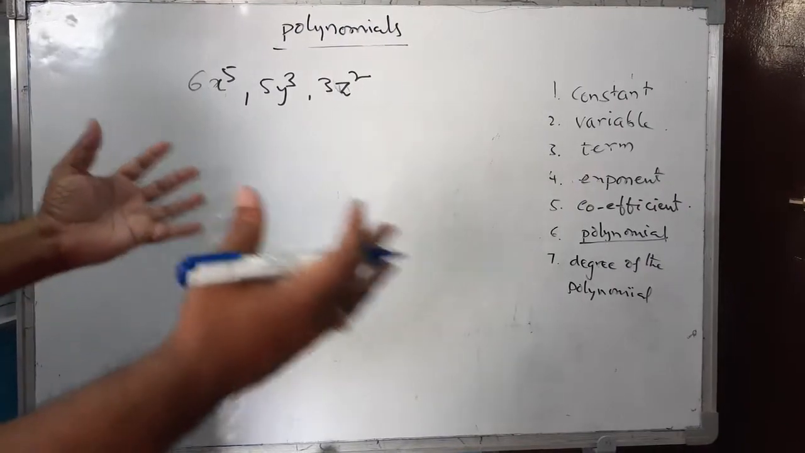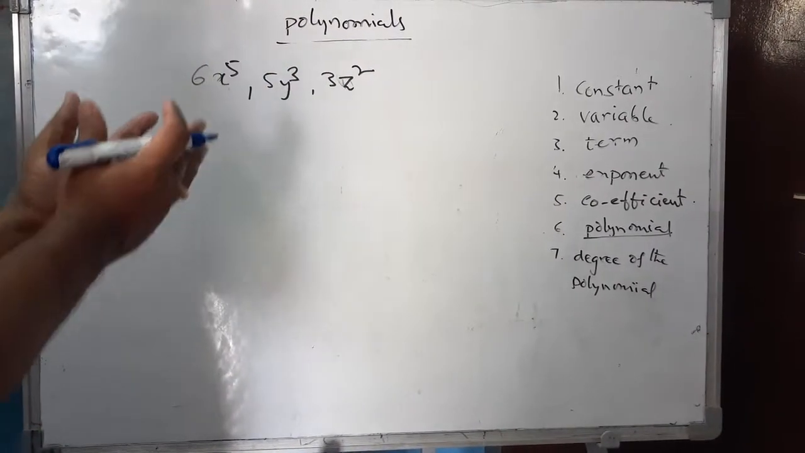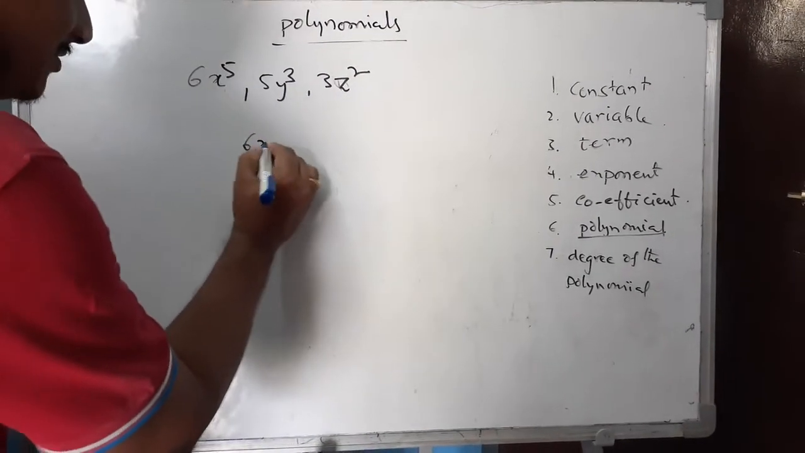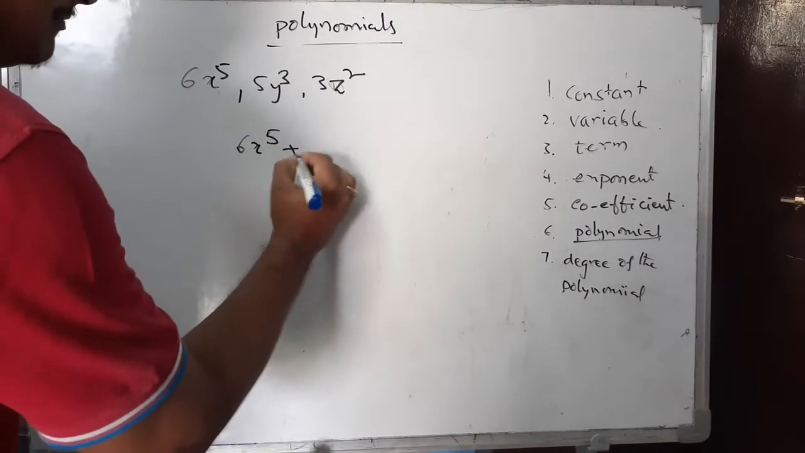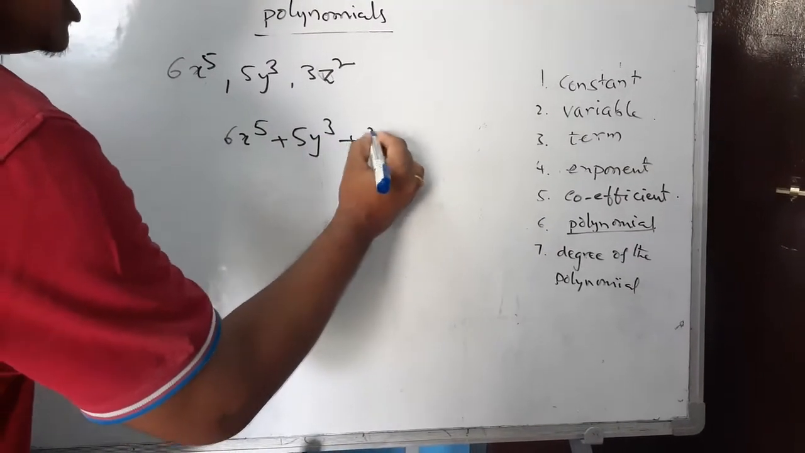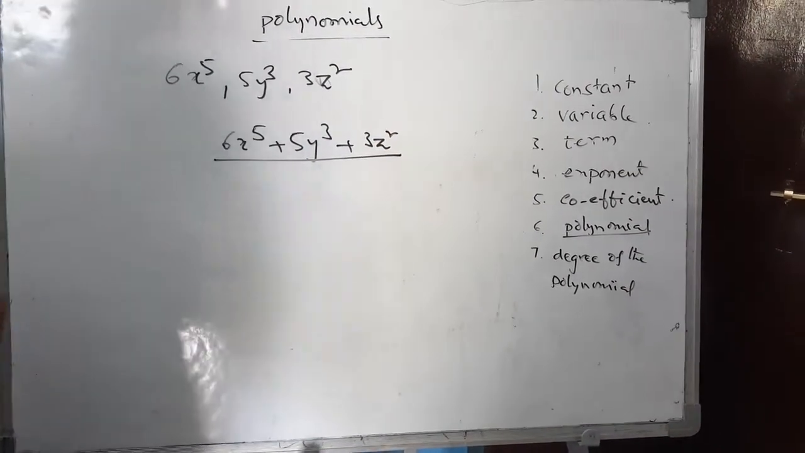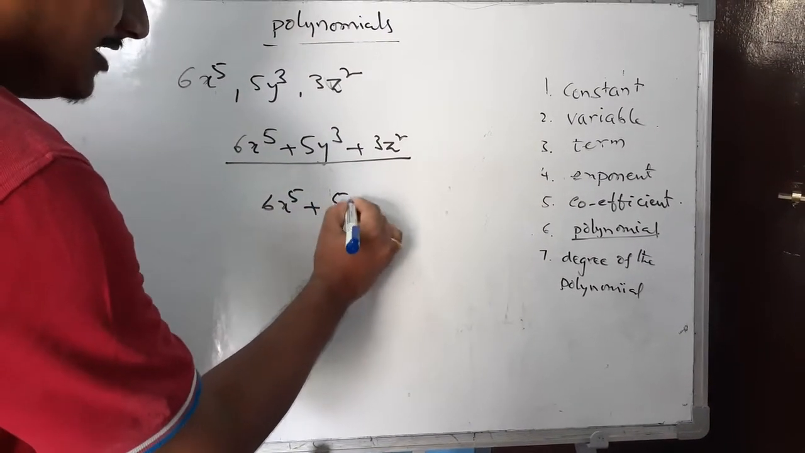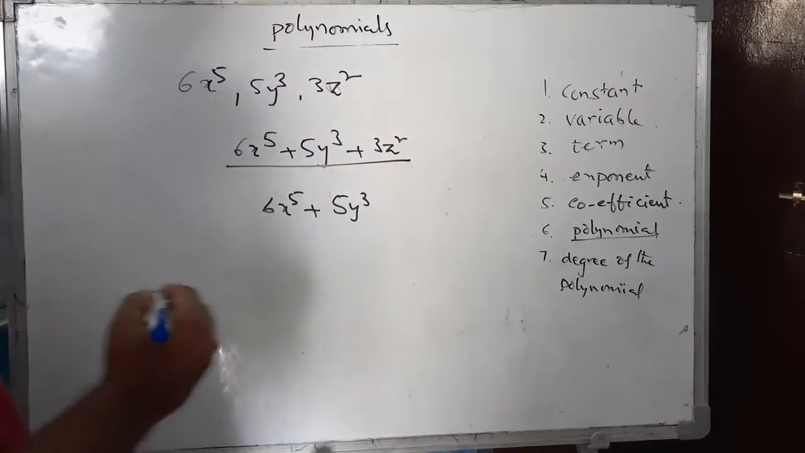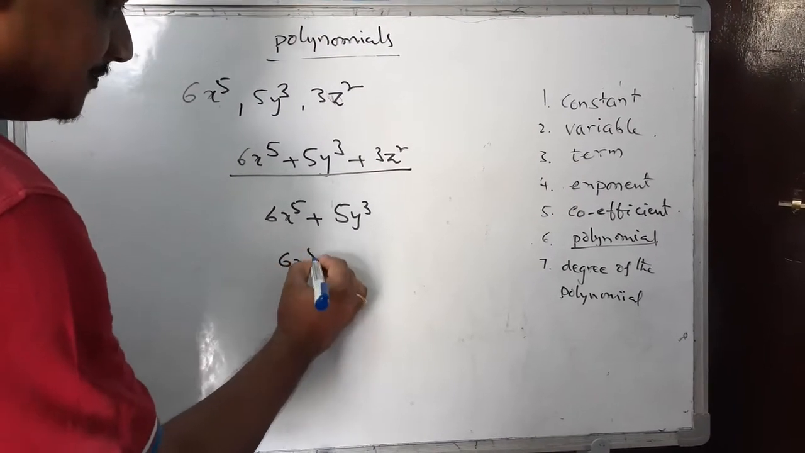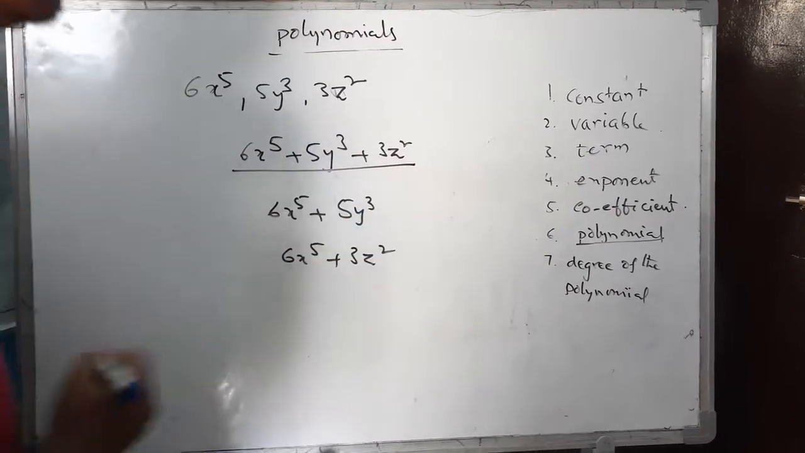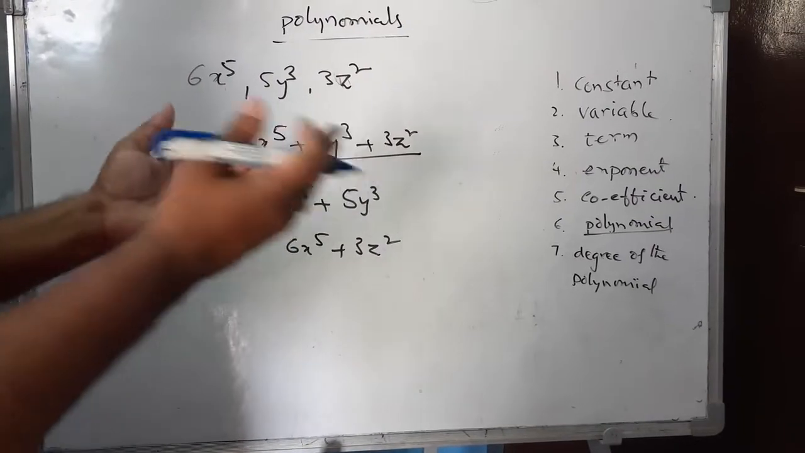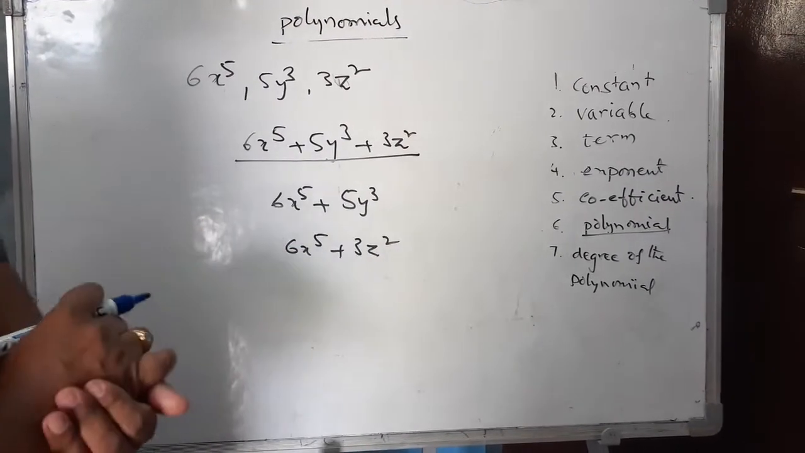If you are adding or subtracting these terms, the combination of these terms is known as the algebraic expression. Here 6x to the power of 5 plus 5y cube plus 3z square is known as the algebraic expression. Here I can say that x to the power of 5 plus 5y cube is also an algebraic expression. Here 6x to the power of 5 plus 3z square is also an algebraic expression. So the algebraic expression is nothing but the combination of the terms.